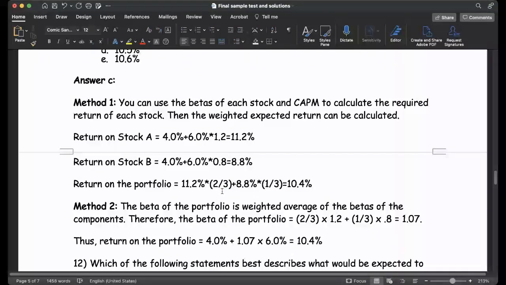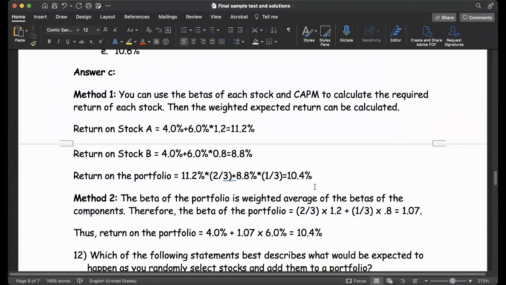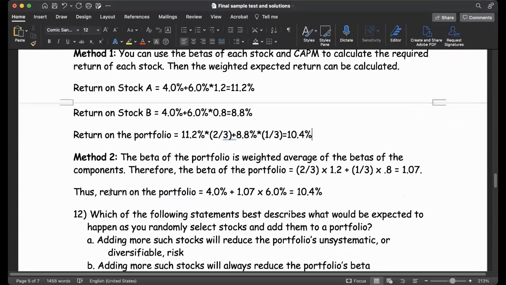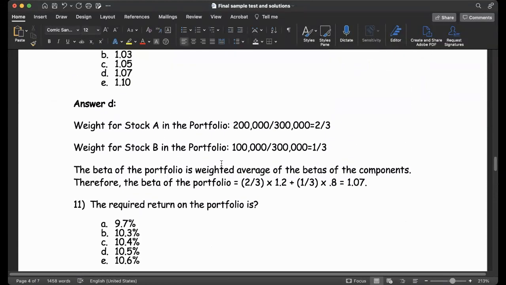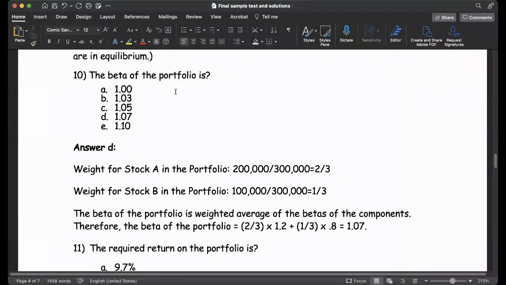Stock A is 2/3, stock B is 1/3. So the return on the portfolio is 10.4%. I think the first method is not as easy or simple as method 2. Method 2 is using the beta of the two stocks to calculate the beta of the portfolio first, repeating our question 10.